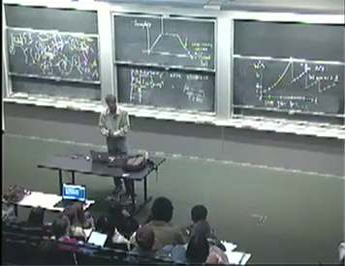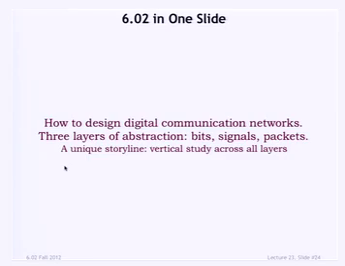All right, what I do want to do is to summarize 602 in one slide. This course was about how to design digital communication networks, right? I'm sure you all kind of know that. We did this with 3 layers of abstraction. Very simple story. Bits, signals, and packets. And I think as far as these kinds of courses go across the world, it's a pretty unique storyline. There aren't very many courses that we know of which have this vertical study across all the layers.